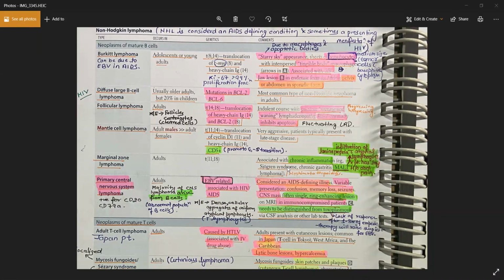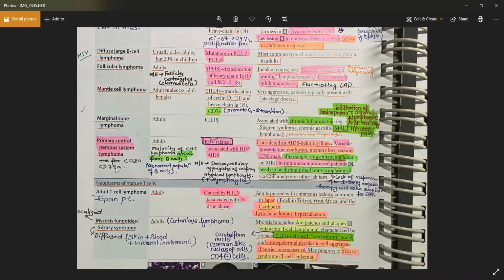So Hashimoto thyroiditis, Sjogren syndrome, and chronic gastritis, these three have a very high potential of becoming the marginal zone lymphoma. Very important. Okay. And then comes the primary central nervous system lymphoma, which you can call primary CNS lymphoma. It is caused by the Epstein-Barr virus, and it is an HIV-related disease. Due to deficiency of these lymphocytes because of HIV, the Epstein-Barr virus will get activated in the brain, and it will cause the primary CNS lymphoma in the brain.